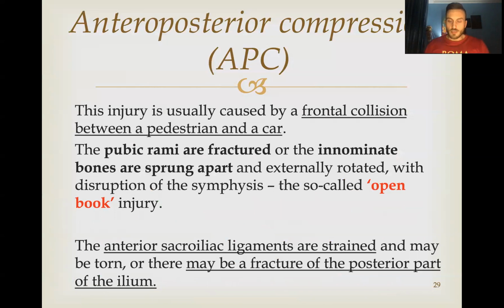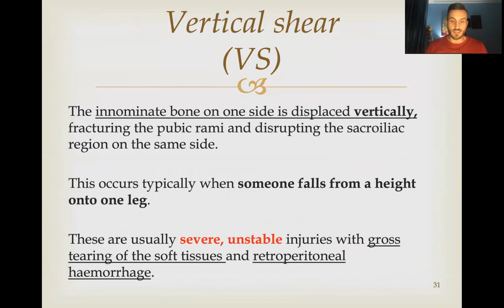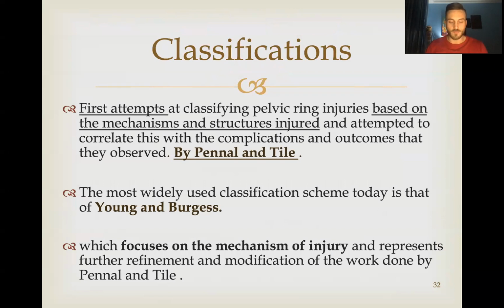For the anterior posterior, we already talked about the open book fracture, where you should save the life. Lateral compression will break usually on 2 sides, and it will give pelvis instability. Vertical shear is usually a severe unstable injury, and it may cause retroperitoneal hematoma for this patient, and it might cause him death. That's why you have to keep this in mind, high index of suspicion.